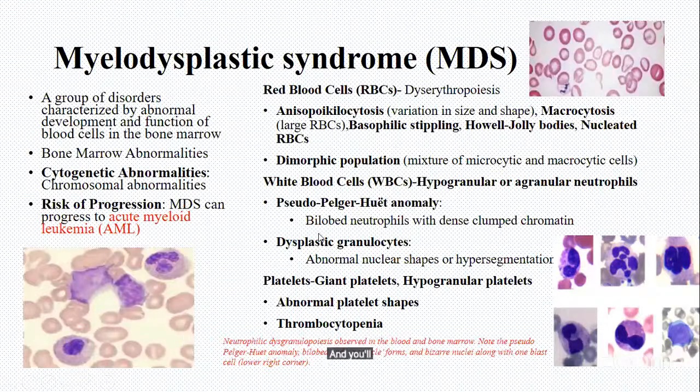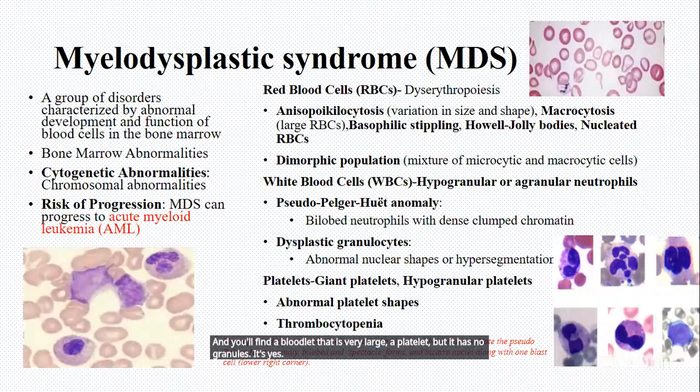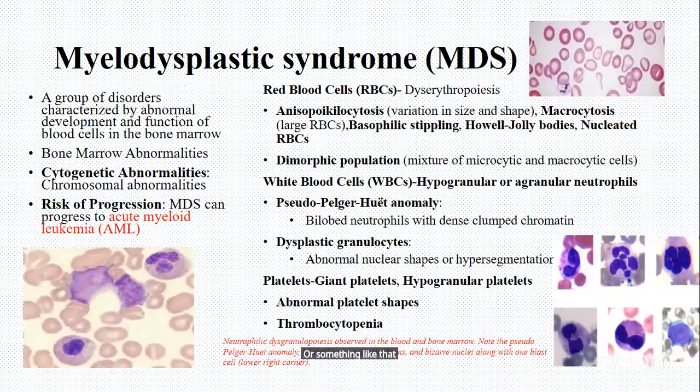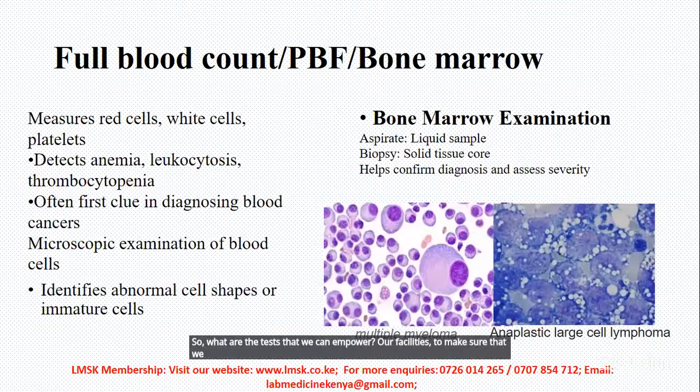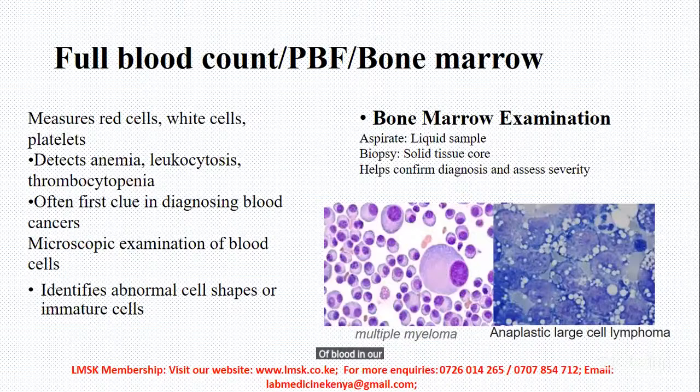And you'll find a platelet that is very large, but it has no granules. It's just an amorphous thing that looks like debris or something like that. Then also the platelet count would be very low. So what are the tests that we can empower our facilities with to make sure that we arrest these cancers of the blood in our facilities and from our patients?